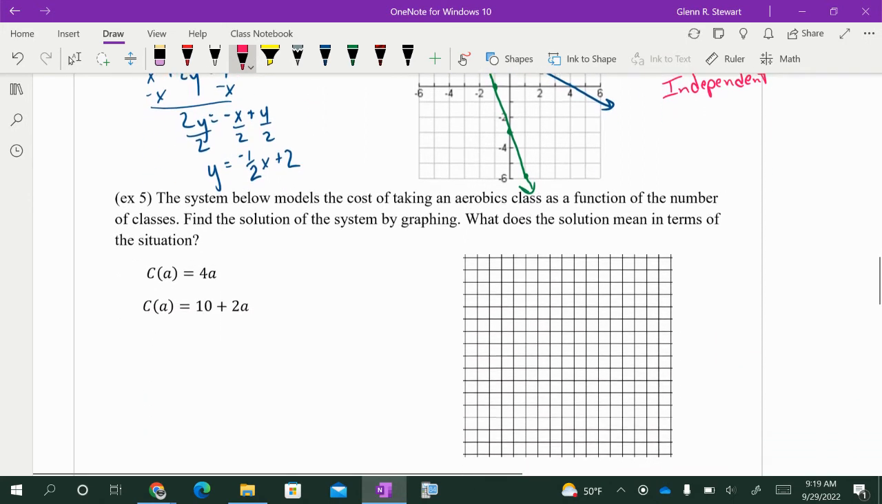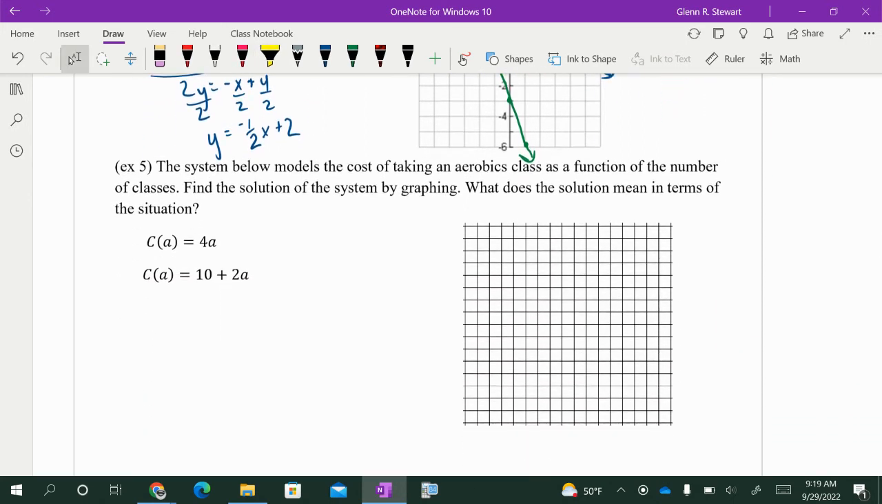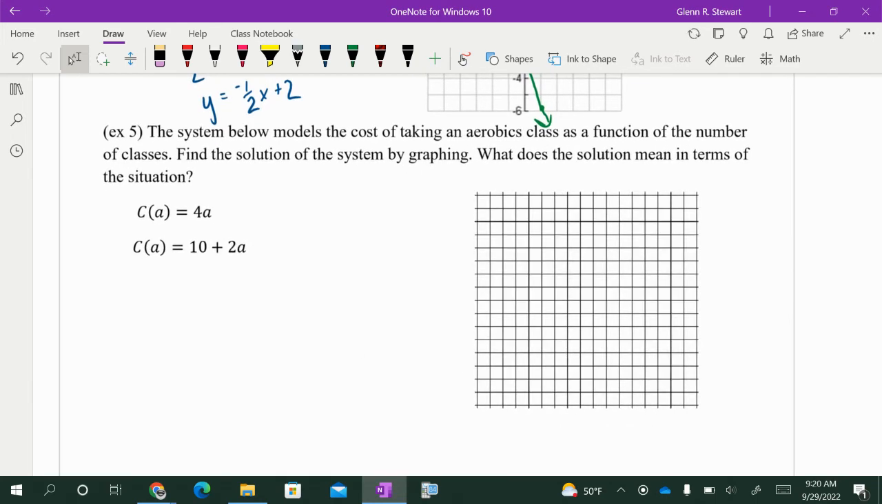Why would we use systems in real life? Well, sometimes we have to model costs and how much we get of something. So in example 5, if you notice, the system below models the cost of taking an aerobic class as a function of the number of classes. Find the solution of the system by graphing. What does it mean in terms of the situation?